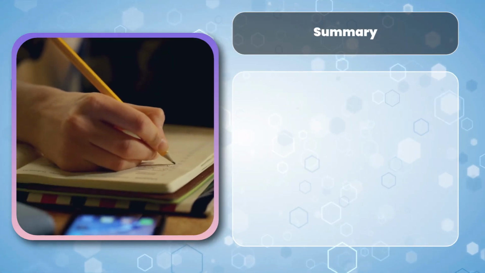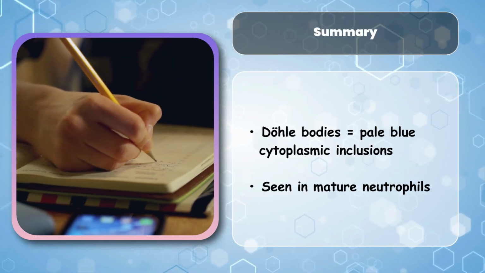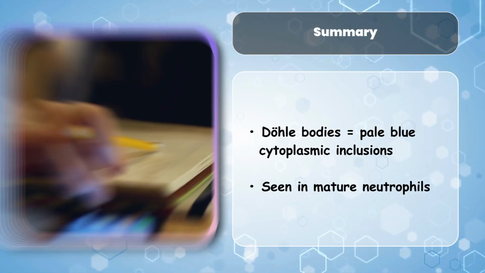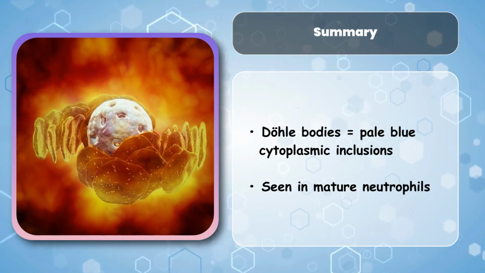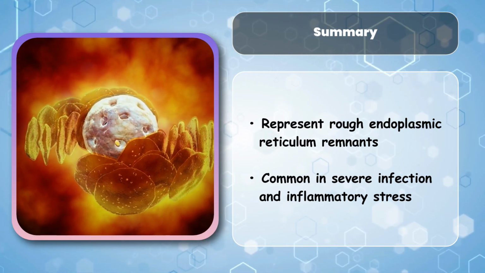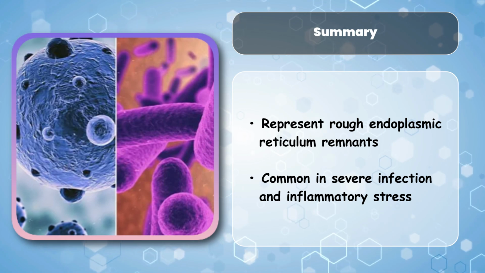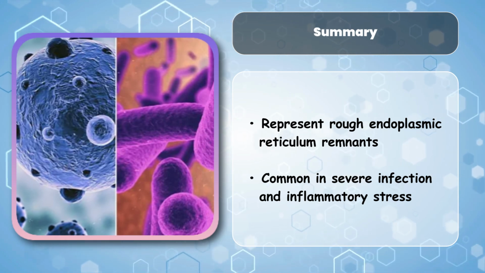In summary, Döhle bodies are pale blue cytoplasmic inclusions, seen in mature neutrophils, that represent rough endoplasmic reticulum remnants, common in severe infection and inflammatory stress.